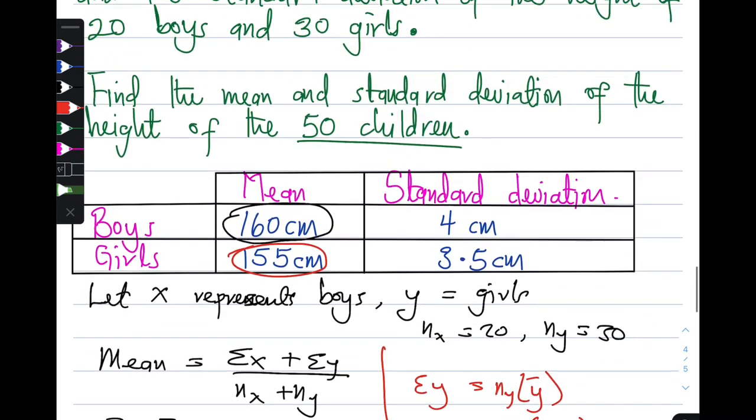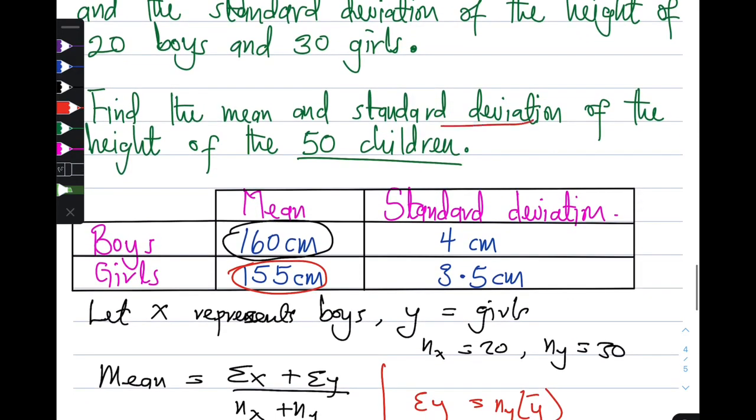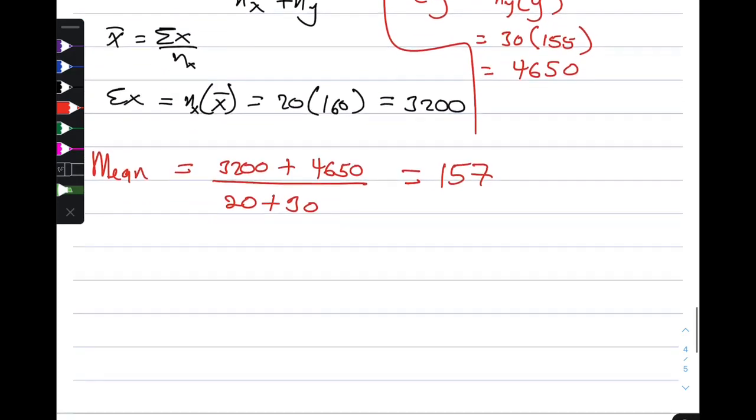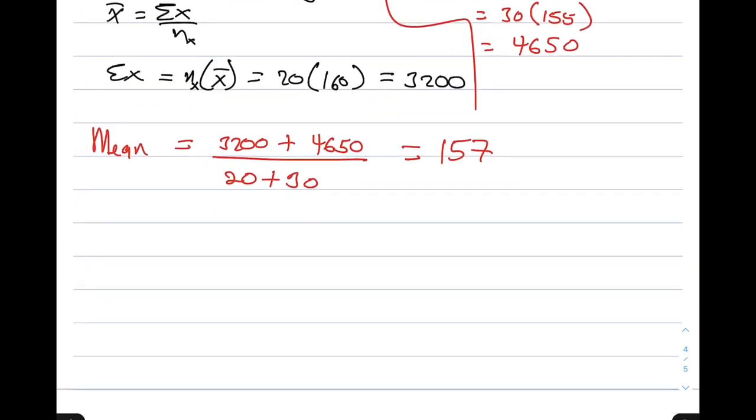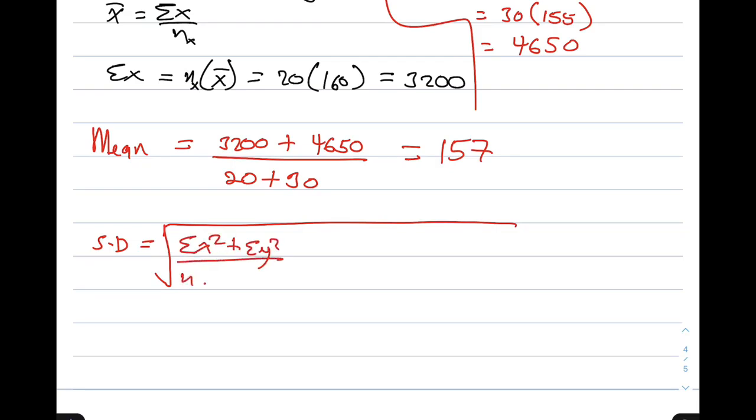The next thing that we need to find is the standard deviation. Like I always say, it's best to write the formula. So standard deviation is equal to the square root of sigma x squared plus sigma y squared over nx plus ny, minus the mean, and the mean is sigma x plus sigma y over nx plus ny, all squared.